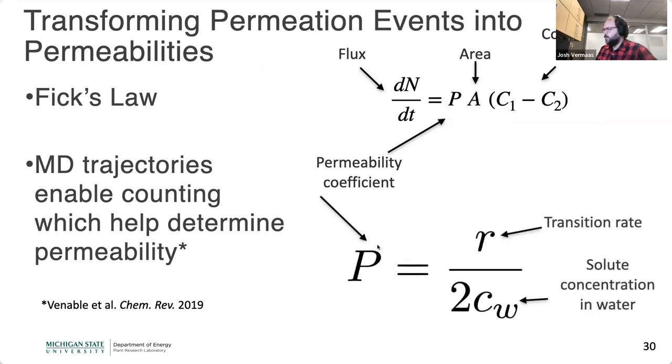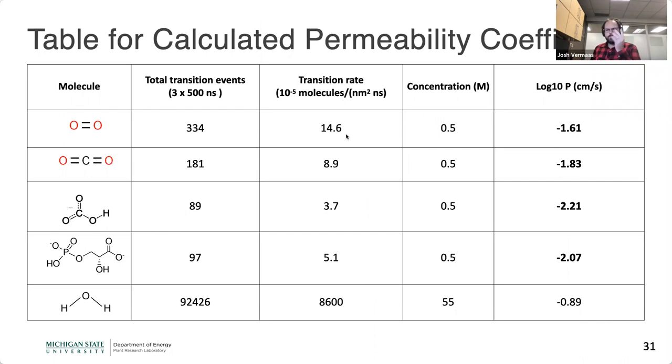So instead, we are going to calculate this permeability coefficient through a way that has been validated for biological membranes, where you take the transition rate and then divide it by twice the solute concentration in water. This works out to be the same thing. And that is what lets us, since we know our transition rate, since we know how long we simulated, how many transitions we saw, give us a permeability coefficient that we can then use to estimate what fluxes are going to be. So we have this really big table, and I'm not going to expect you to remember much from this table other than to look over here at this log base 10 of the permeability coefficient. Since we're operating here in log scale, numbers that are around minus two end up being 10 to the minus two centimeters per second. Again, that's just the units for the permeability coefficient.